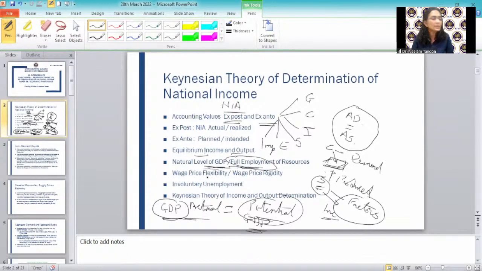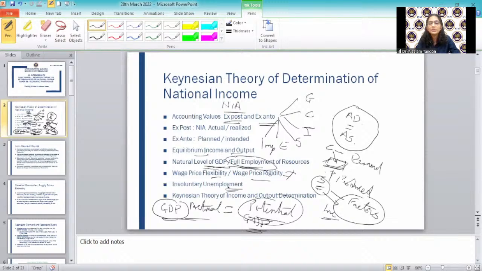Then the next concept is wage price flexibility and wage price rigidity. We will share this later, so I'm keeping this point on hold at this time. Involuntary unemployment. What is involuntary unemployment? There are different kinds of unemployment. You might have studied in your social studies also. But to say on a broader front, there are two categories of unemployment, voluntary and involuntary.